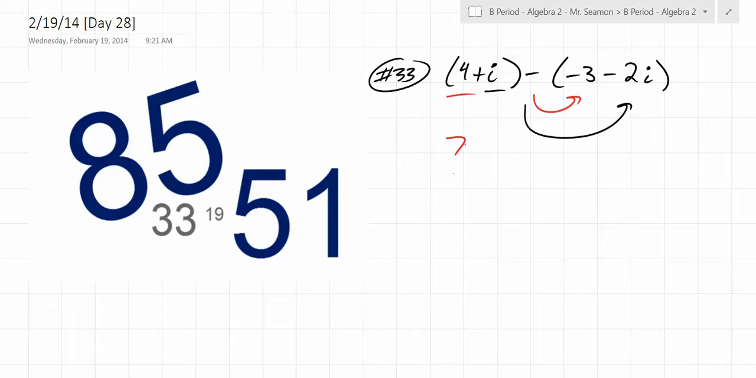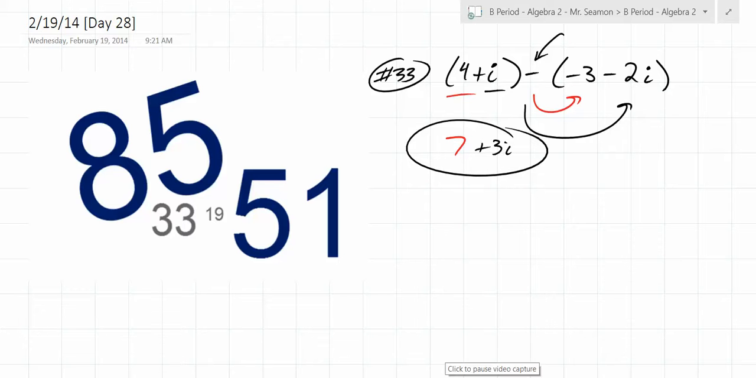What's i minus, how many i's is that? They're not multiplying. This is subtraction right there. i minus negative 2i is going to be 3i. And now you're done. That's all you do. There's no multiplication right there.